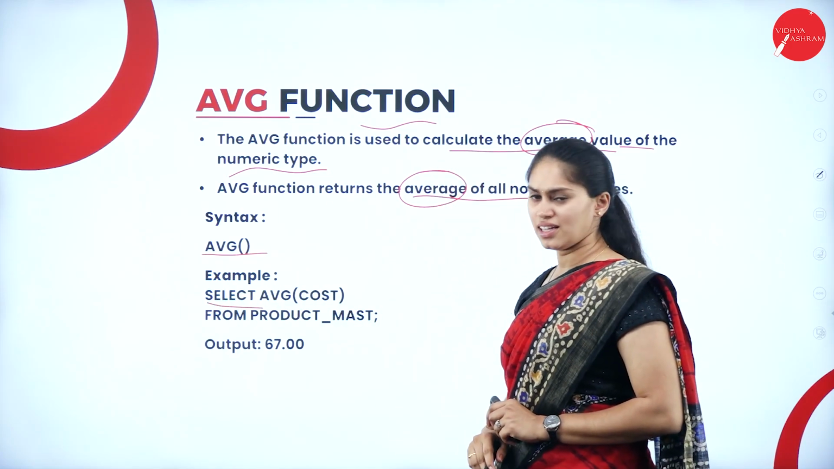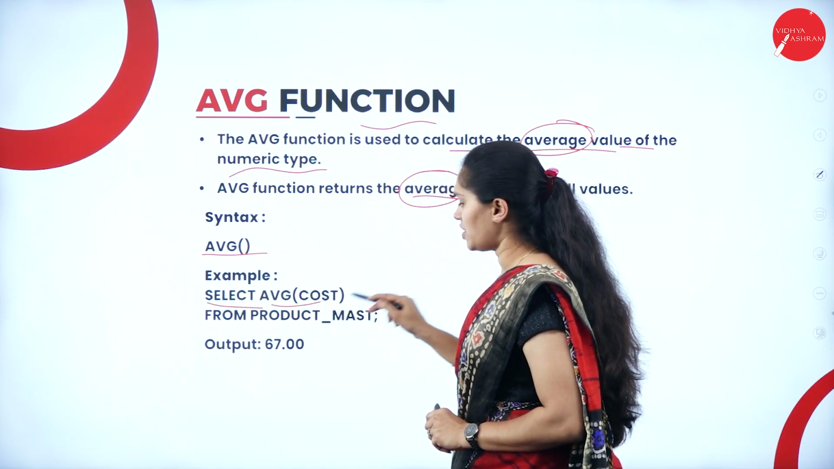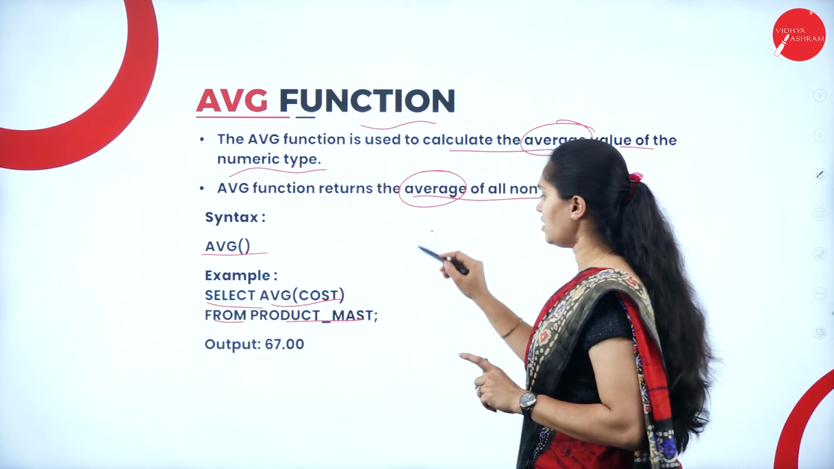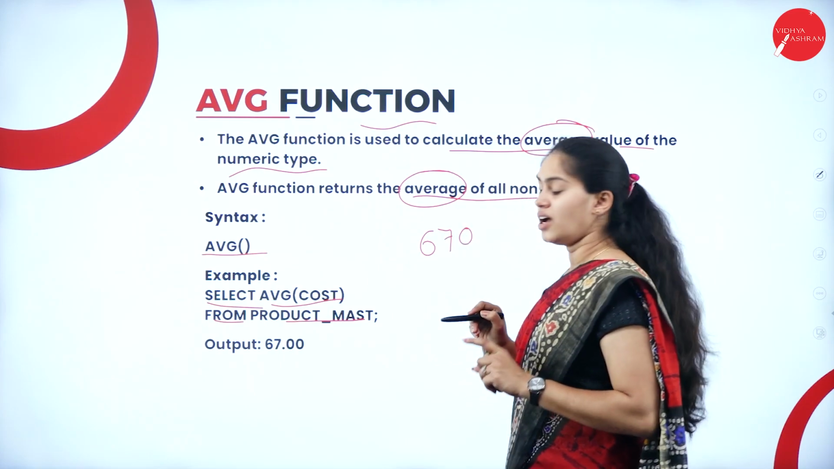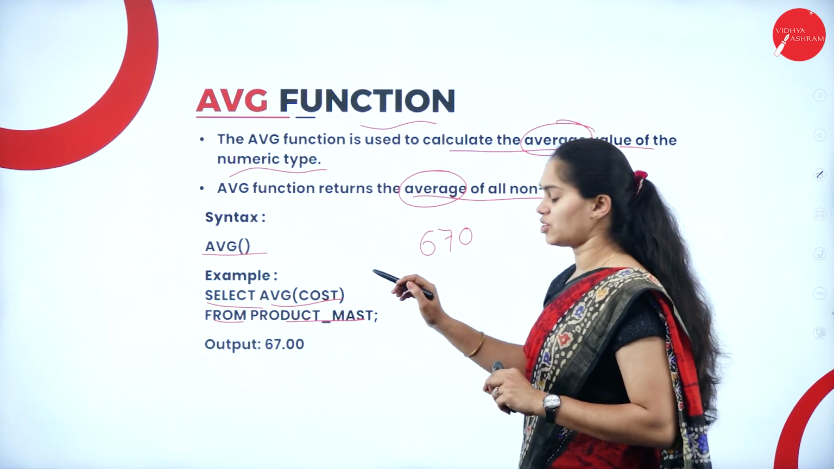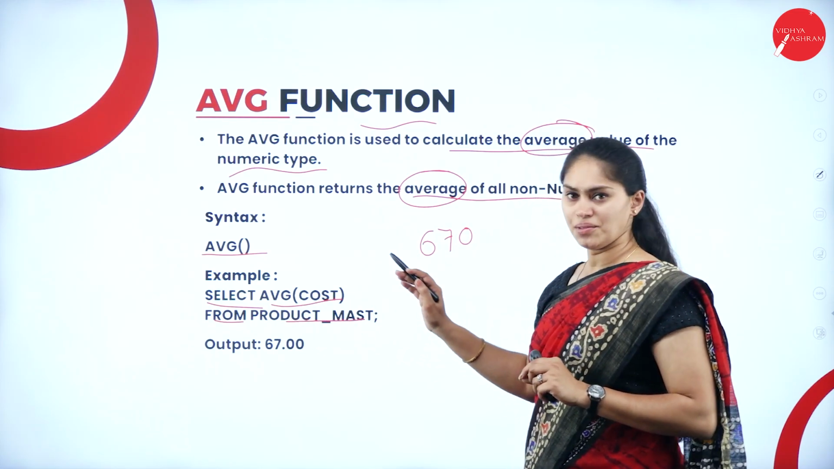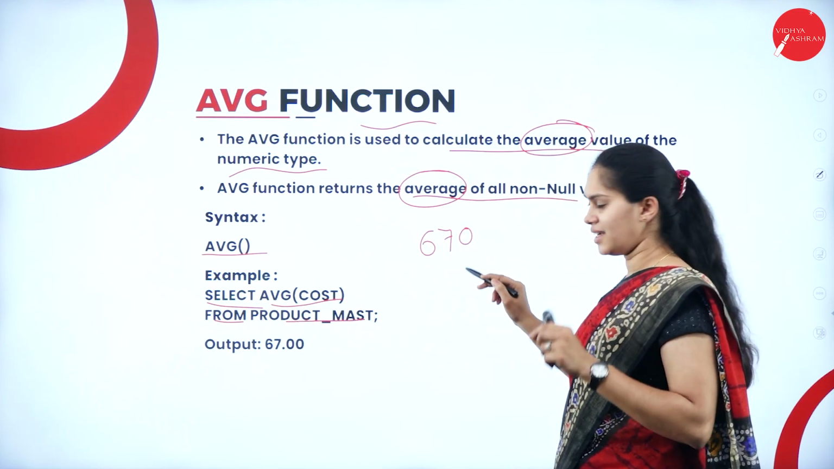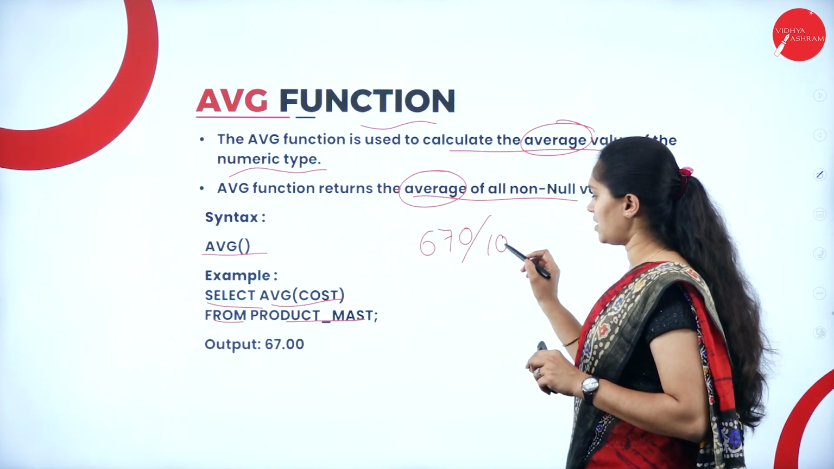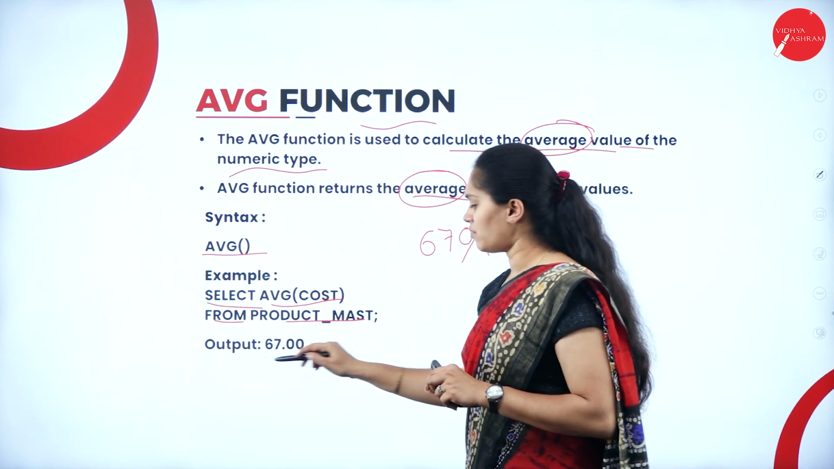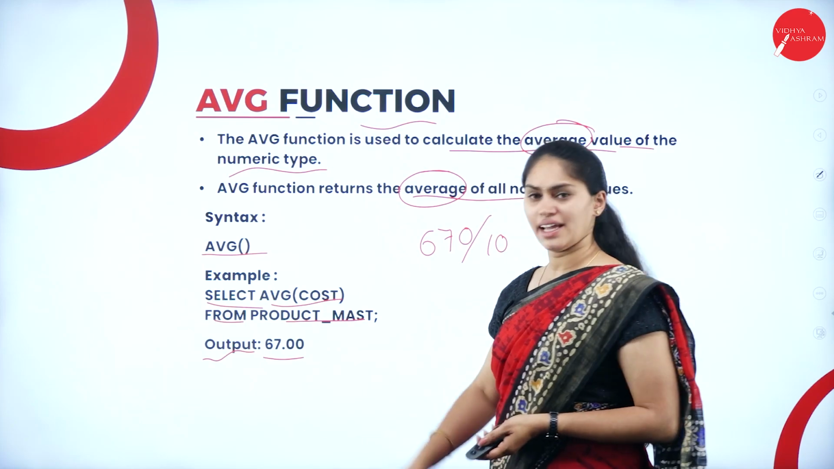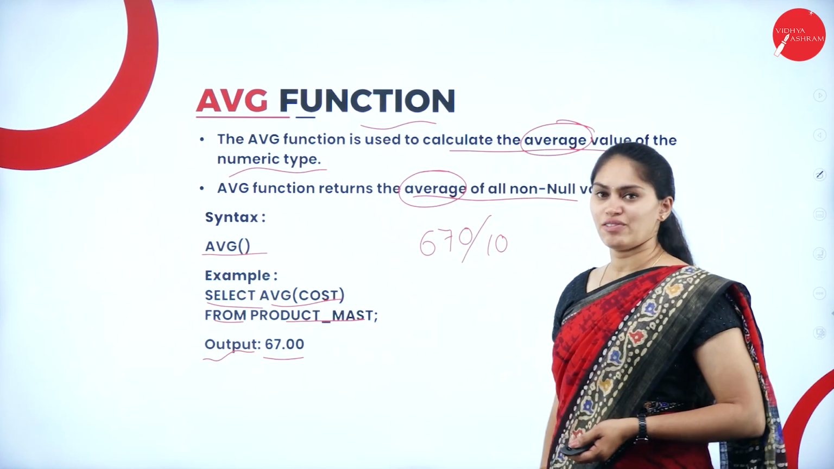If we consider the example, select average of cost from product master. Already we know the total cost of the product master, which was 670, and we have a total number of items as 10. If we divide 670 by 10, then the average is 67. So it is going to give the output as 67. This is regarding the average function.